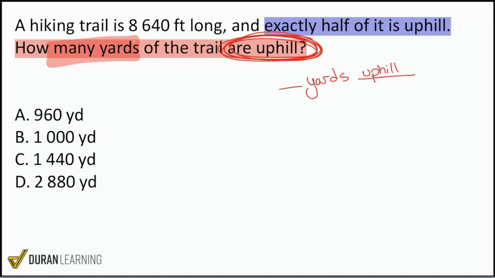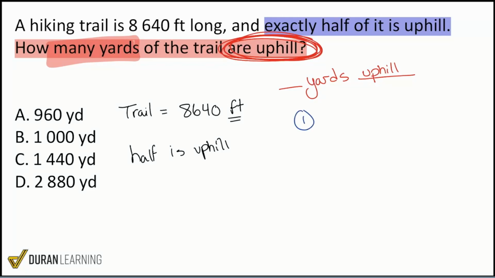Exactly half. Okay, everybody. So our trail equals 8,640 feet long. We know that half of it is uphill. And then everybody, even if we do the half, even if we cut that in half and divide it by 2, what's the last action that we need to take? Don't tell me operations and numbers. Tell me what action do I need to take? Once I cut that trail in half to isolate the uphill part, after I have that uphill part, what do I have to do still? I got to convert. Yeah, I got to convert it. So those are the 2 things I got to do. Let's make sure we keep that in mind.